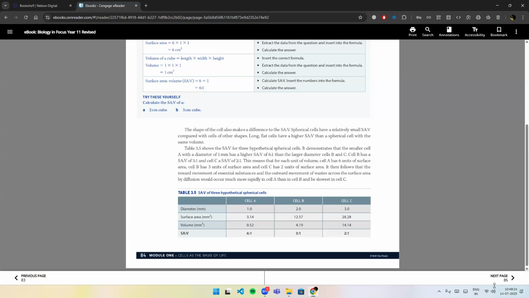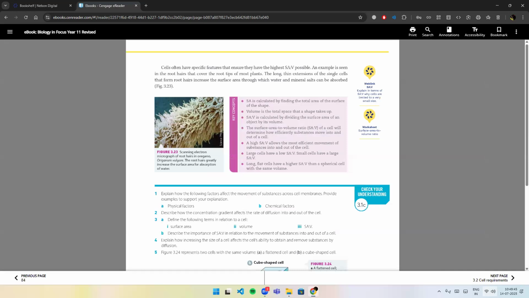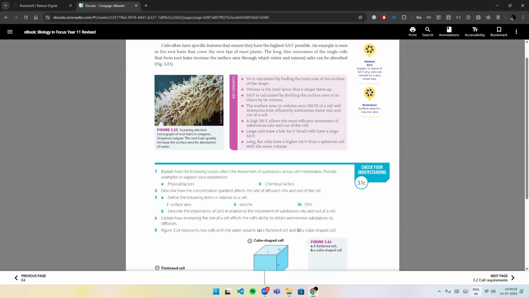It then follows that the inward movement of essential substances and the outward movement of wastes across the surface area by diffusion would occur much more rapidly in cell A than in cell B and be slowest in cell C. Cells often have specific features that ensure they have the largest surface area volume ratio. An example is seen in the root hairs that cover the root tips of most plants. The long, thin extensions of the single cells that form root hairs increase the surface area through which water and mineral salts can be absorbed.